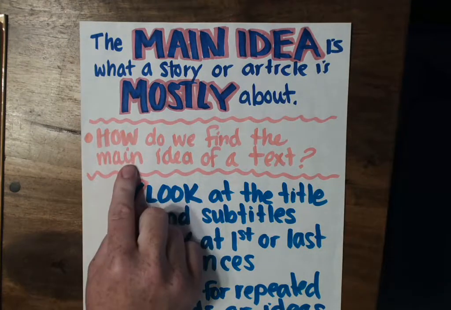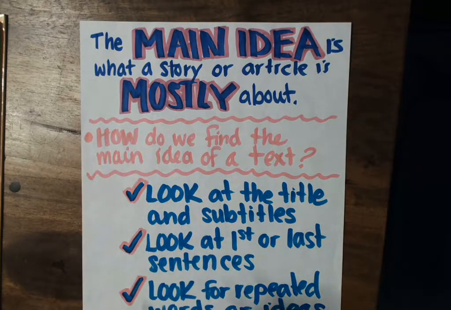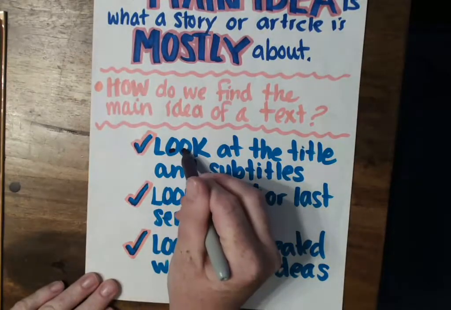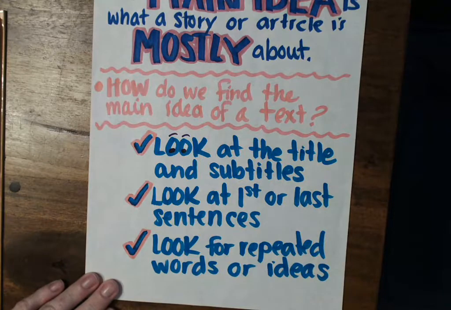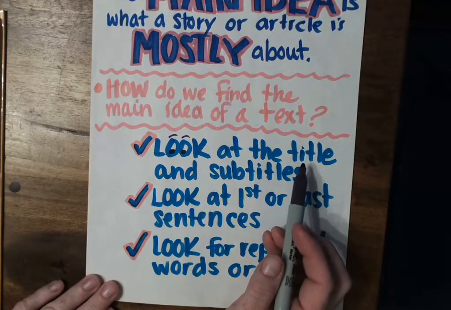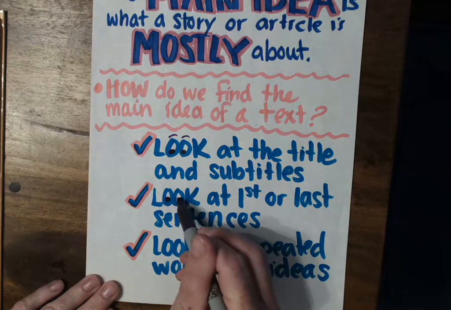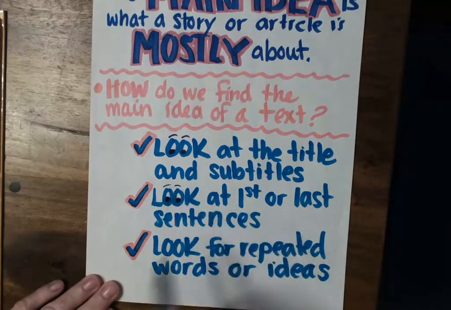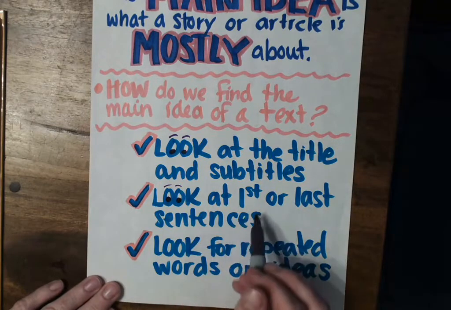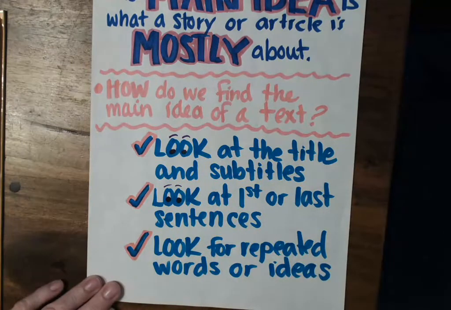So how do we go about finding the main idea and details? We always want to look at a few different things. We want to look at the title and the subtitles. A lot of times you can get the main idea by just reading the title of the story. We also want to look at the first and last sentences of a text or of a paragraph, and sometimes that will give you the main idea.